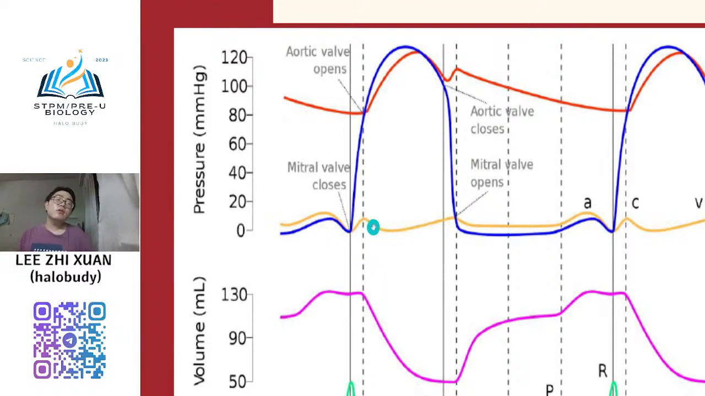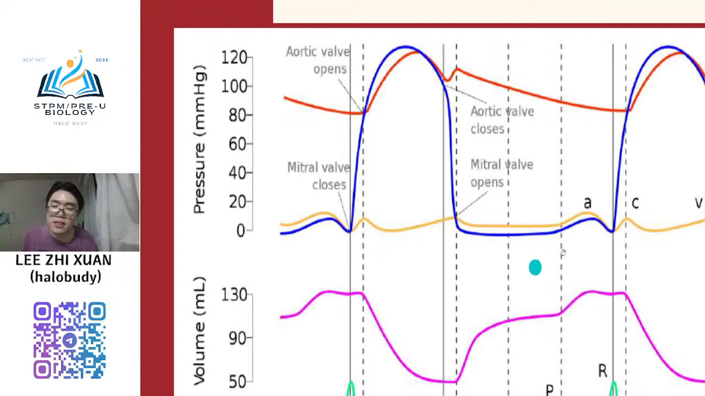Okay, so I already mentioned to you about the cardiac cycle. You need to know about the pressure and also volume and also the valve. So if you already know this concept, you will know what this graph presents. You see here that when the ventricle pressure is very low, what does it mean? It means that at this point the ventricle is in the diastole state.